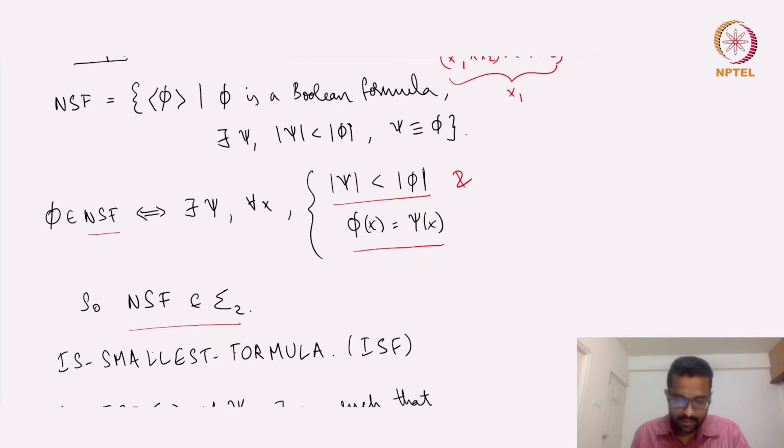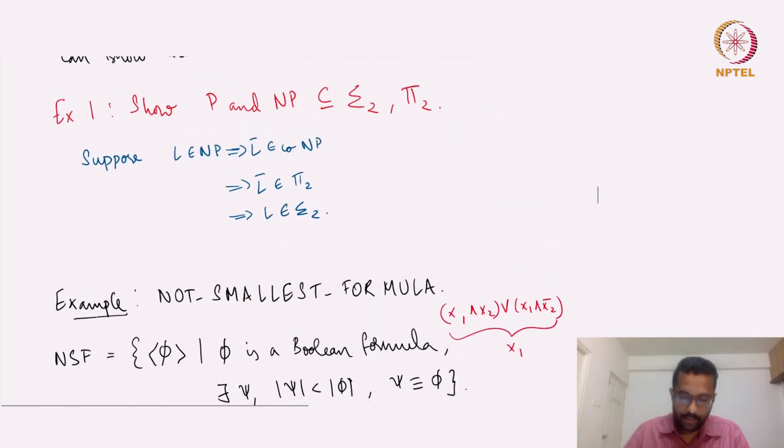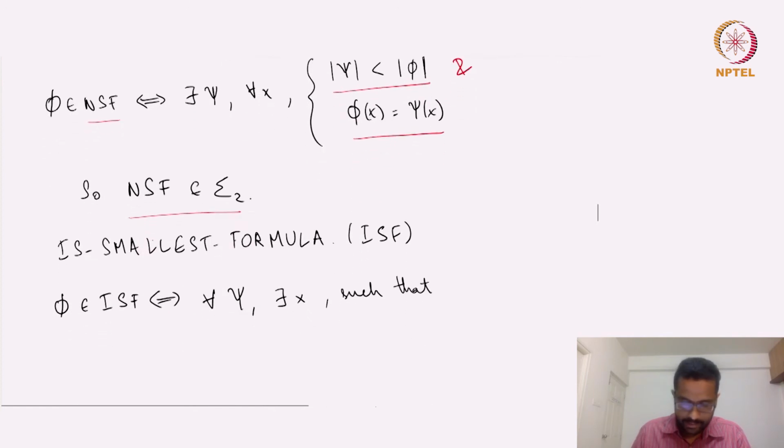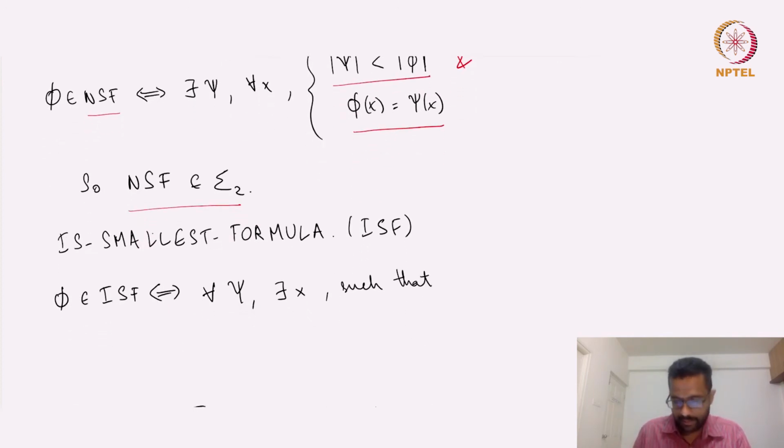Now I mentioned that if a language is in sigma2, the complement should be in pi2, and if a language is in pi2, the complement should be in sigma2. Just to illustrate that, and also to give another example for a language in pi2, let us consider the complement language, which is the is smallest formula. So given a Boolean formula, we are asking whether it is the smallest representation of that formula. There is no equivalent shorter formula.